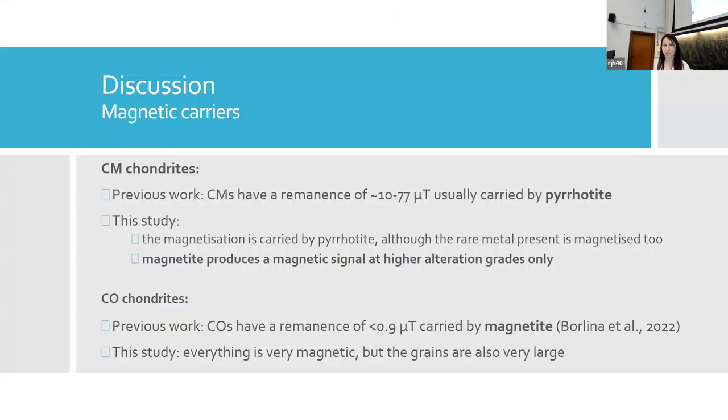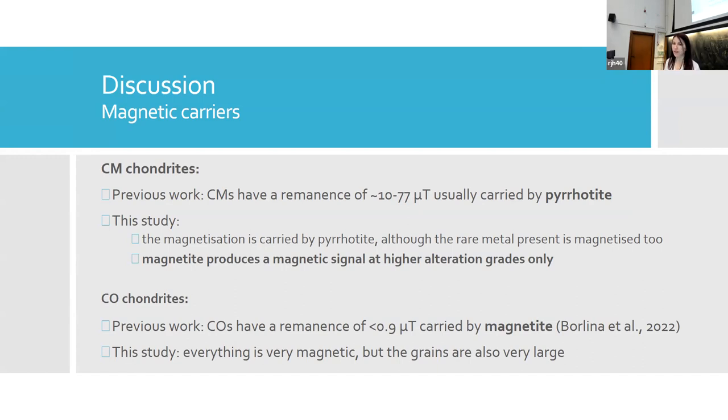Interesting. All right, what does this mean in terms of the carriers? From previous work, we know that CMs have measurements all the way in between 10 and 77, probably around 70 microtesla, usually carried by peridotite, sometimes by magnetite. In this study, we are confirming that it is carried by peridotite. Some rare metal is magnetized, and at higher alteration grades, it appears the magnetite is magnetized or is at least carrying a magnetic signal too.